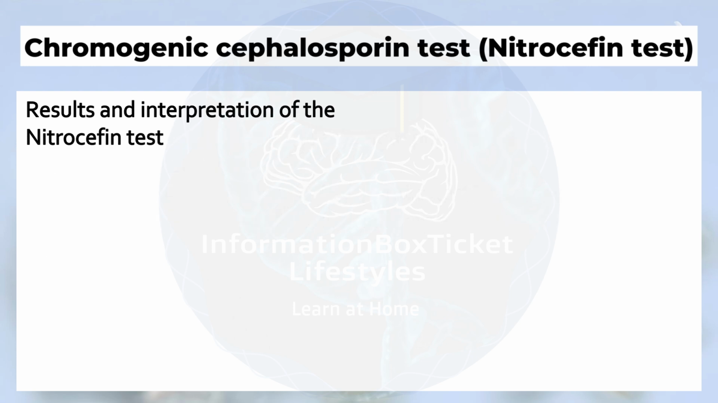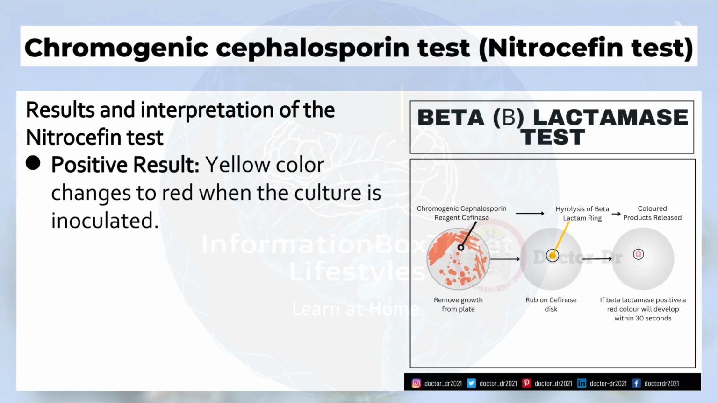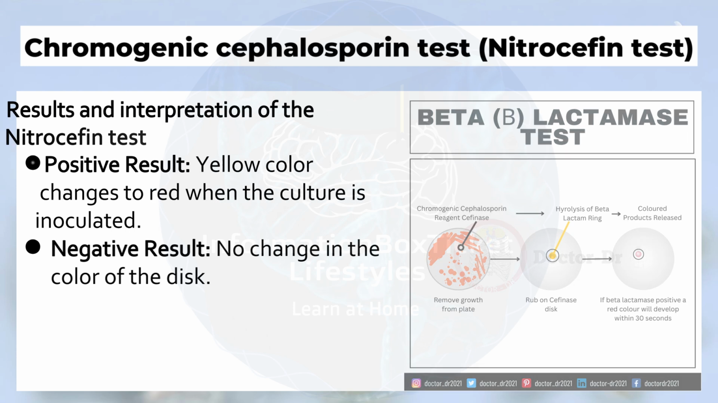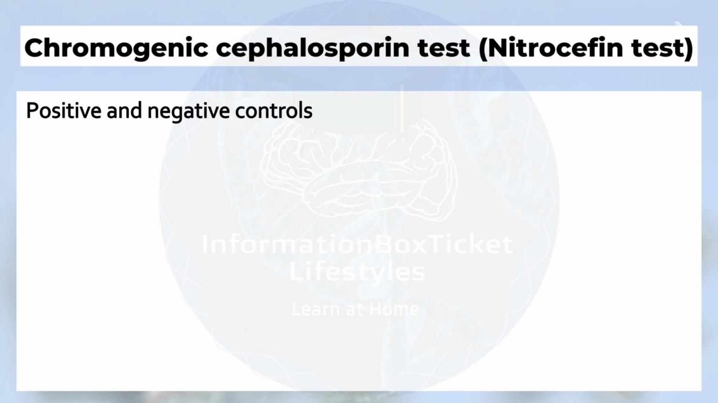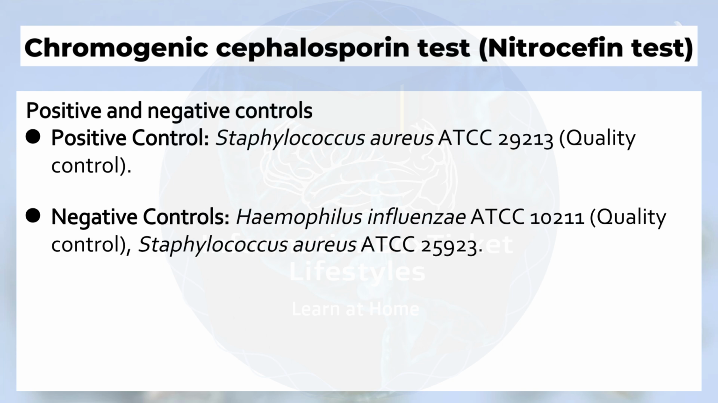Results and interpretation of the nitrocefin test. Positive result. Yellow color changes to red when the culture is inoculated. Negative result, no change in the color of the disc. Positive and negative controls. Positive control, Staphylococcus aureus ATCC 29213. Quality control. Negative controls, Haemophilus influenzae ATCC 10211. Quality control, Staphylococcus aureus ATCC 25923.